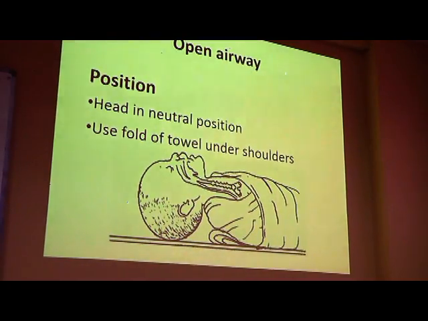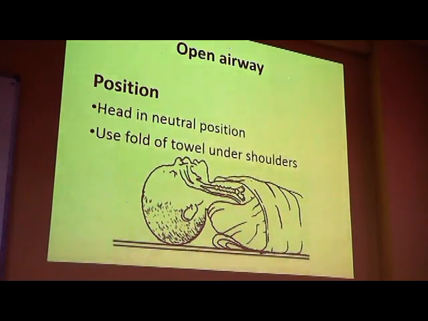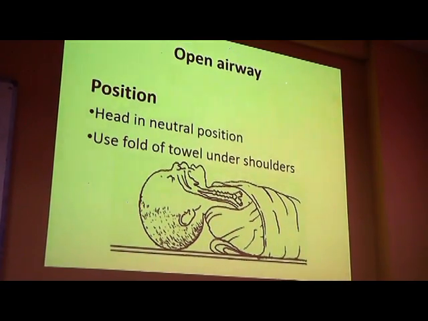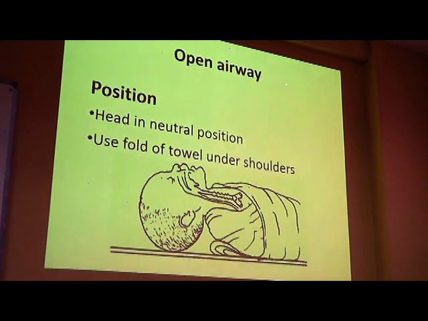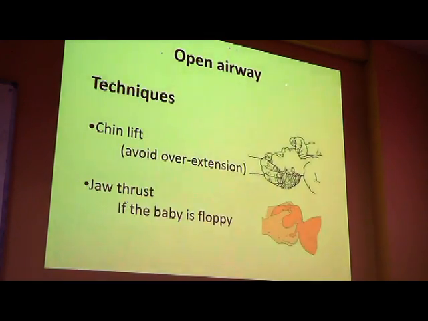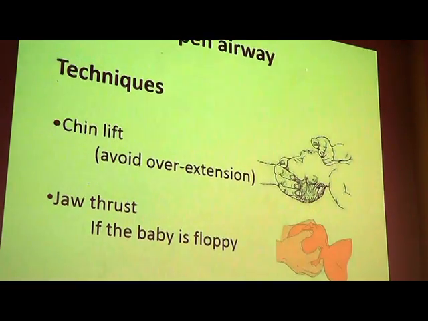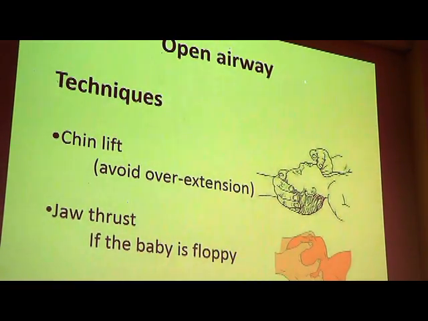Then we have to open the airway using two things: we have to maintain the position and the technique. The position should be head in neutral position. You can see the towel folded under the shoulders, 2 to 3 centimeters thick, with the head in neutral position. The technique is chin lift and jaw thrust. When doing chin lift, avoid overextension. And if the baby is floppy, you have to do jaw thrust.